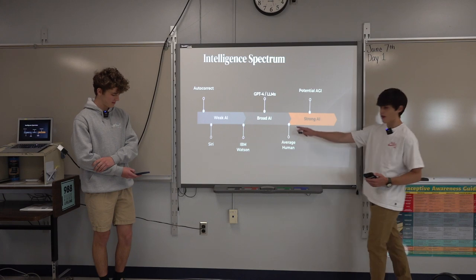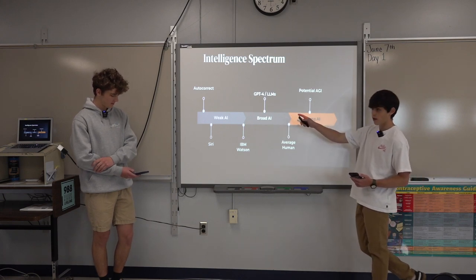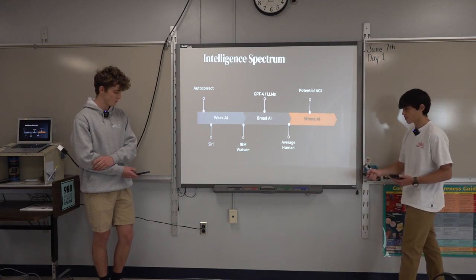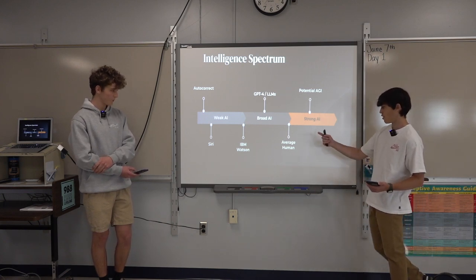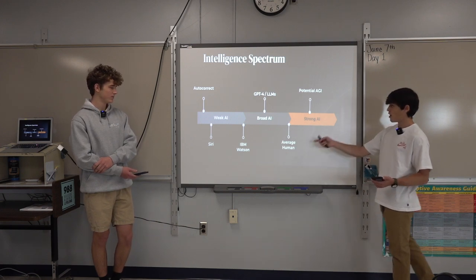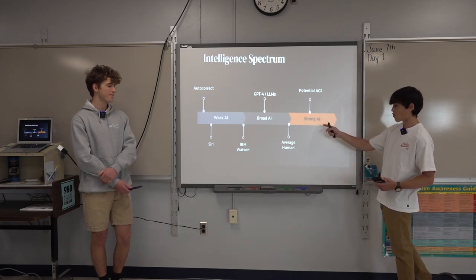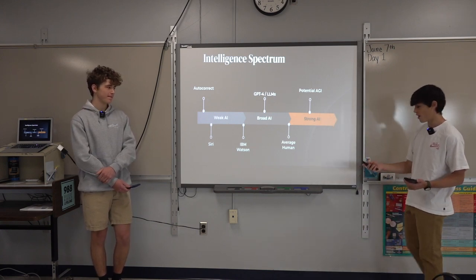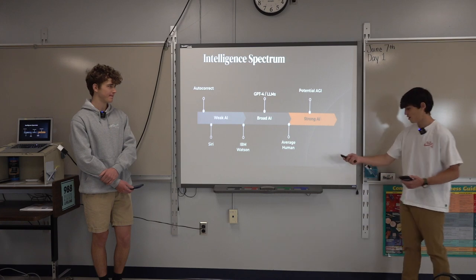Next, in the broad AI section, we have ChatGPT and other LLMs. They are smart and they can do a bunch of different tasks, but not to the intelligence of a human. In the middle of strong AI and broad AI is the average human. And the only system in strong AI that is smarter than a human is the potential for AGI, when and if it ever becomes invented.